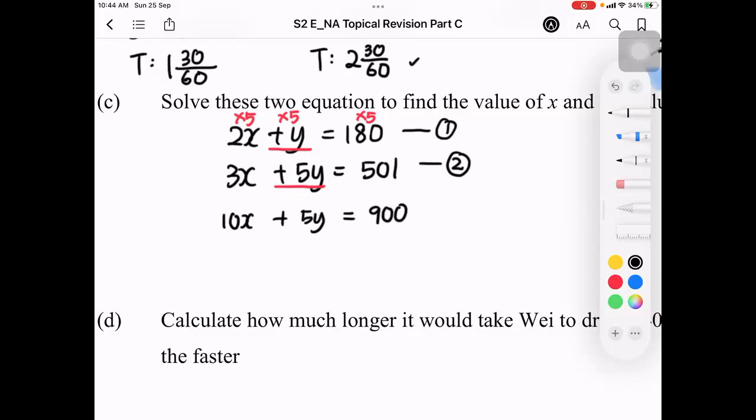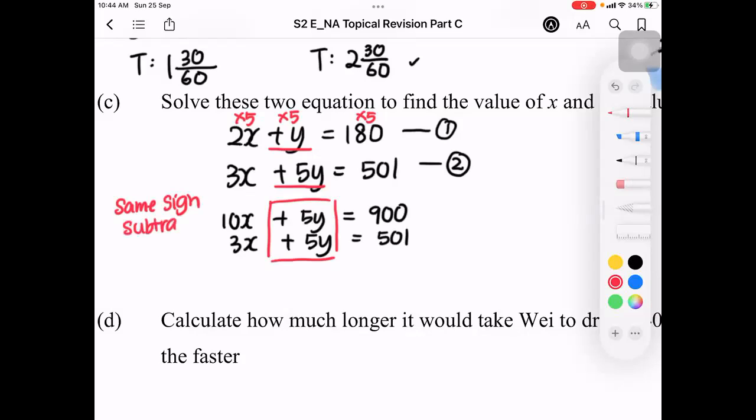The other one, 3x plus 5y, 501. Okay, we make y the same, right? So we look at the sign for y. This is the same sign. We add or subtract? Subtract. Yes, thank you. We subtract, so we minus. Okay, subtract, I must take note of the sign.